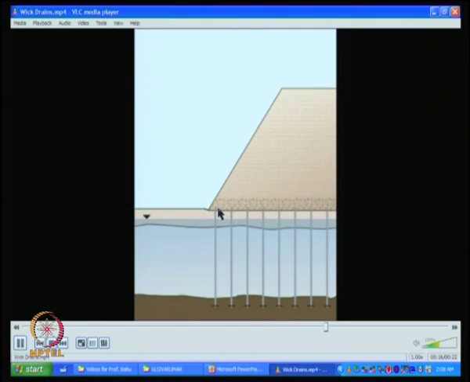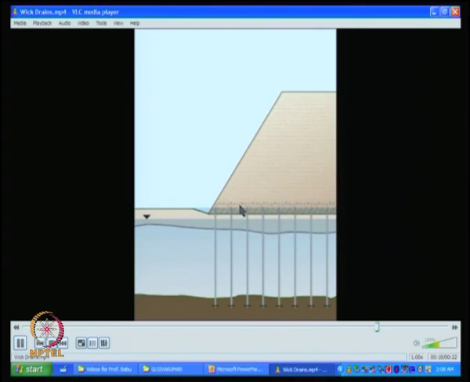Once it is done, you can see a drainage layer also here, then you have this embankment maybe about 4 to 5 meters.